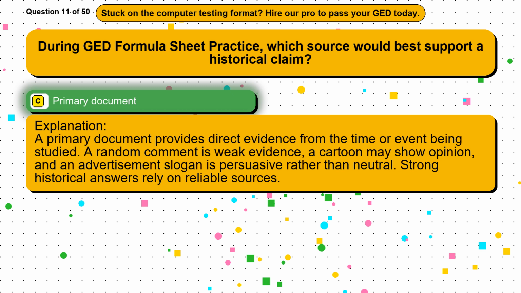A primary document provides direct evidence from the time or event being studied. A random comment is weak evidence, a cartoon may show opinion, and an advertisement slogan is persuasive rather than neutral. Strong historical answers rely on reliable sources.